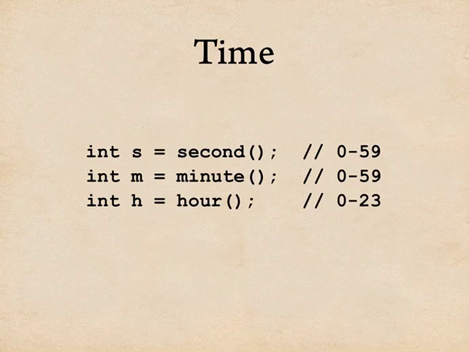And hour, which also takes no arguments, is on the 24-hour clock. So we get back a number from 0 to 23. Here, 0 is midnight, 12 is noon, and 23 is 11 o'clock at night. With this information, we can draw a clock.